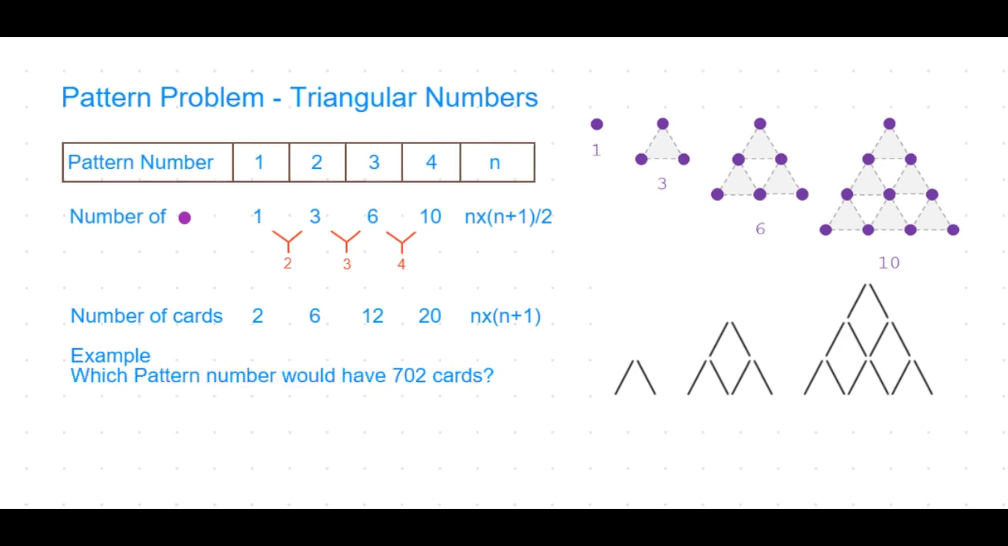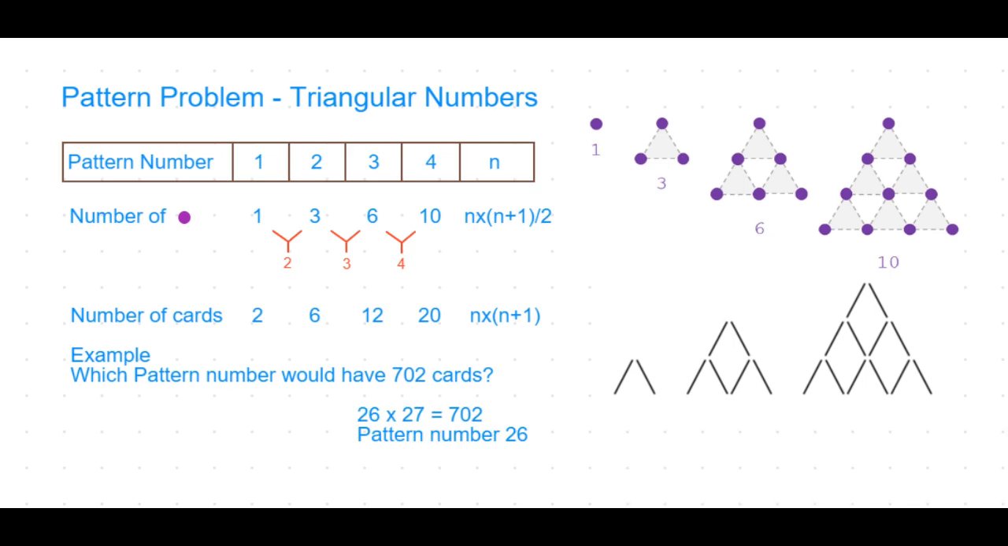If the question is which pattern number would have 702 cards, we just have to find which two consecutive numbers, when multiplied, give 702. We know 20 times 21 is slightly more than 400. We know that 30 times 31 is slightly more than 900. So our answer should be in the 20s. With some trial and error, we get 26 times 27 is 702. So pattern number 26 would have 702 cards. These are typical questions that would come in part C of the pattern problems.